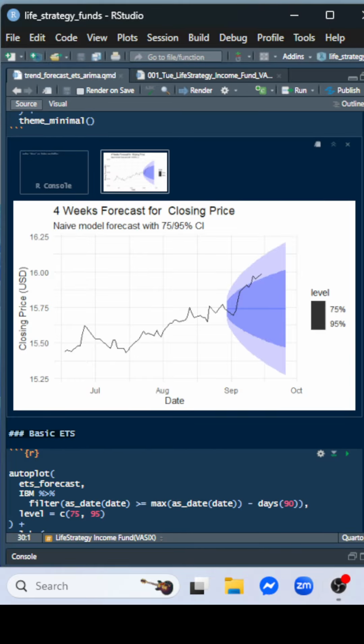It has to do with Vanguard's LifeStrategy Income Fund. Now we're going to take a look at some basic forecast models and some basic returns models also. Okay, so let's begin with a look, as always.